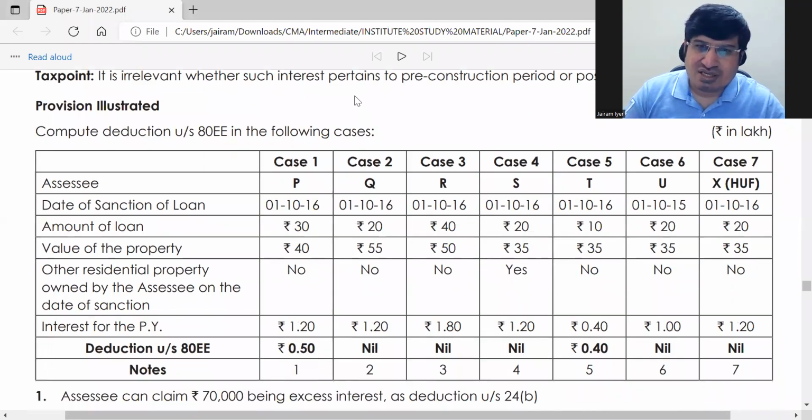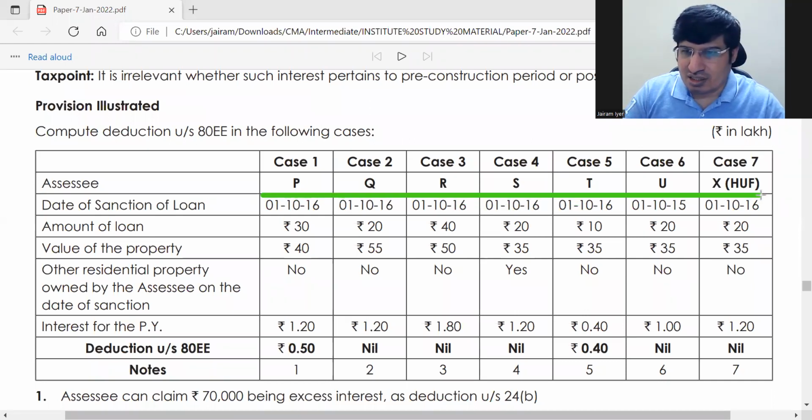These are the cases given, 7 cases. These are the assessees. First thing first, this 7 is a HUF. And this section is only for individuals, right? Any individual.